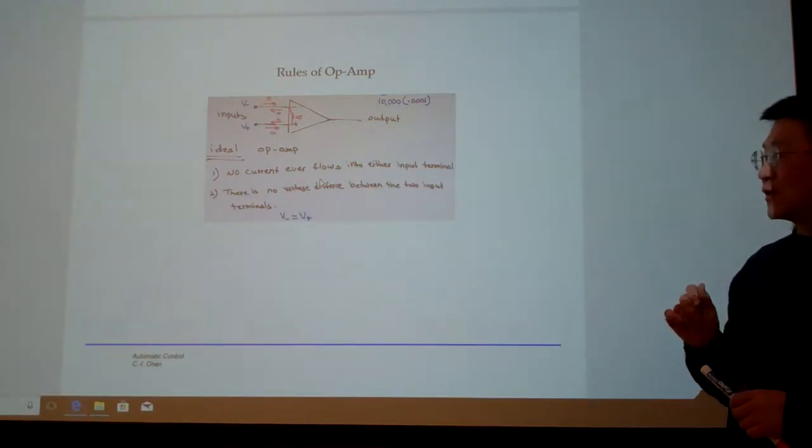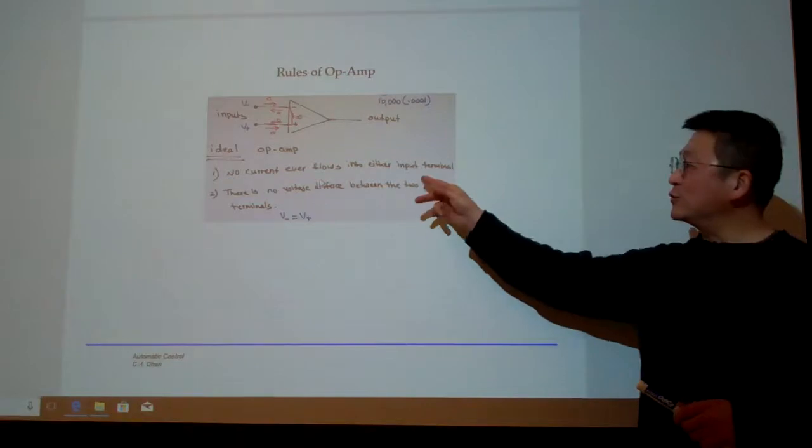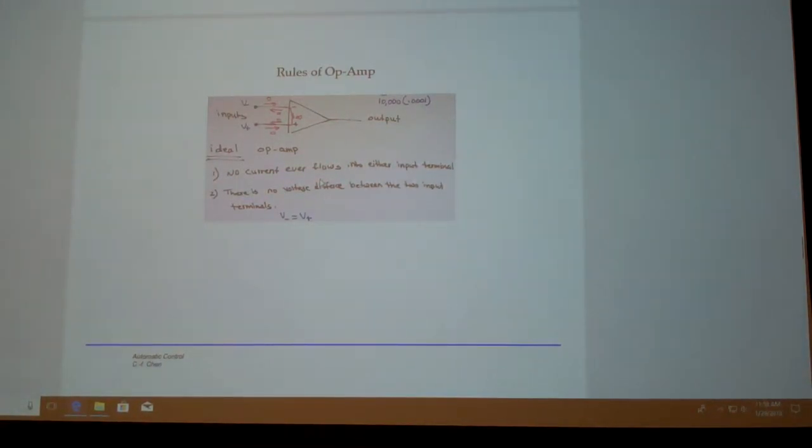No, then I can slow down a little bit. Okay. So we stick with the 2 rules, and then we see.